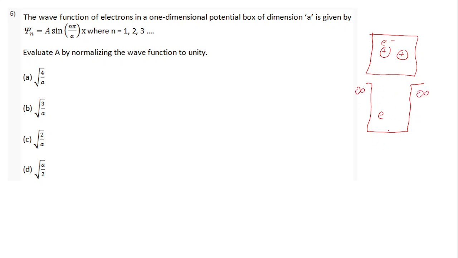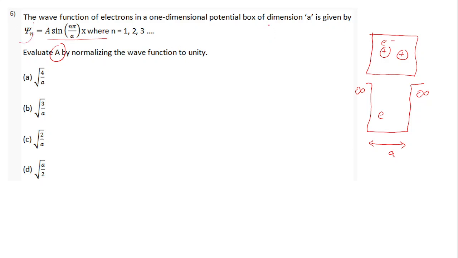And there, when we apply quantum mechanics and find the wave function and energy of the particle, those concepts were also discussed in the lectures. You can go through there, and this question is based on that. So the question is: the wave function of an electron in a 1D potential box of dimension A is given by this wave function. Evaluate A by normalizing the wave function to unity.